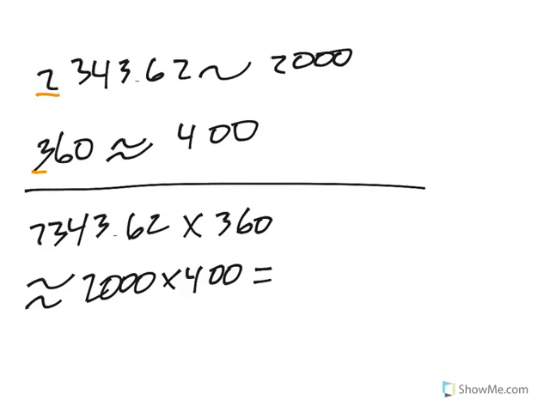And how we can do this, because of so many zeros, is we're basically going to say 2 times 4, that's 8, and then there are 1, 2, 3, 4, 5 zeros. And I go, oh, okay, it's about $800,000.